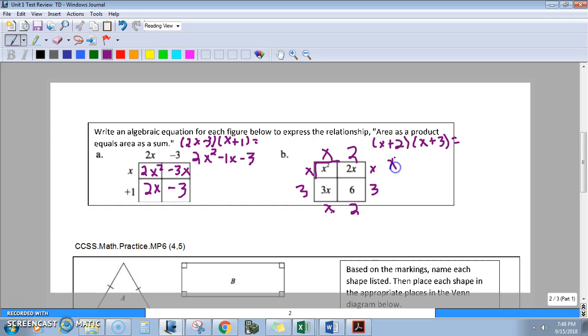And as a sum, it would be x squared plus 5x. We have to combine those like terms, plus 6. I'm going to stop this video and start the next video.